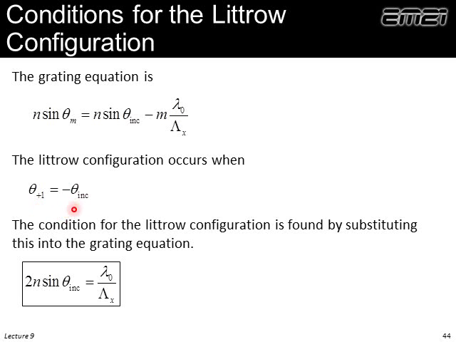But that's our condition. So we can replace theta sub m with theta sub i in this equation here and also put in the sign. We work through the math. This is our condition. And as long as this equation is satisfied, we are operating that grating in the Littrow configuration.